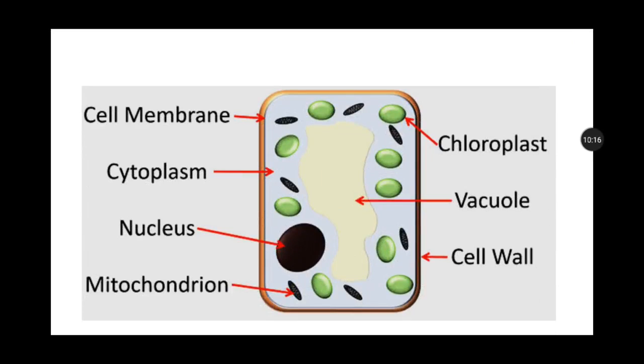This is the picture of a palisade mesophyll cell. It has the cell membrane, the cytoplasm, the nucleus, the mitochondrion, many chloroplasts, a cell vacuole, and a cell wall.